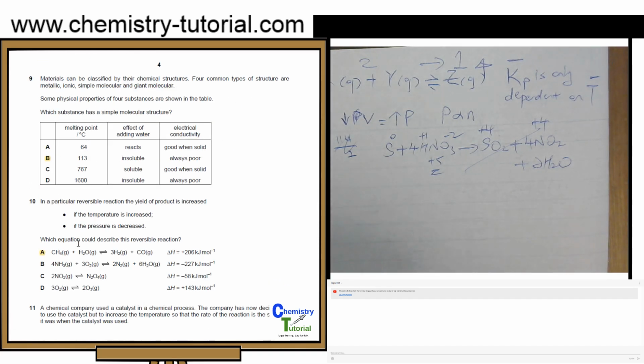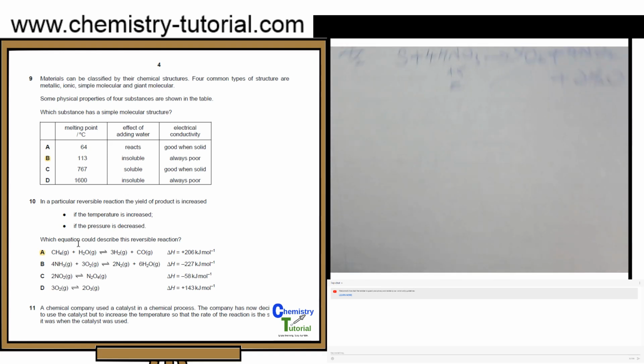Let's look at question 9. Materials can be classified by their chemical structures. 4 common types of structure are metallic, ionic, simple molecular, and giant molecular. Some physical properties of 4 substances are shown in the table. Which substance has a simple molecular structure?